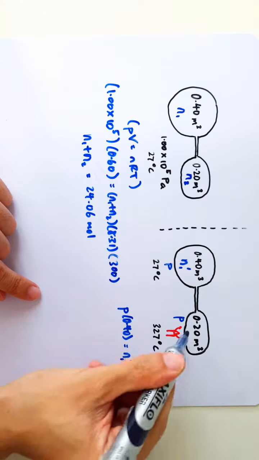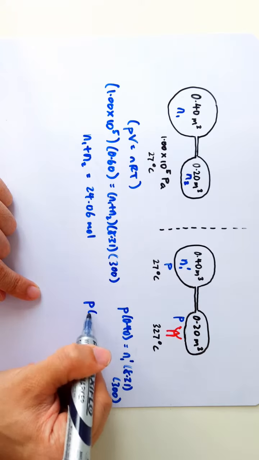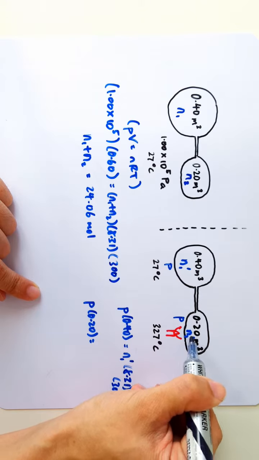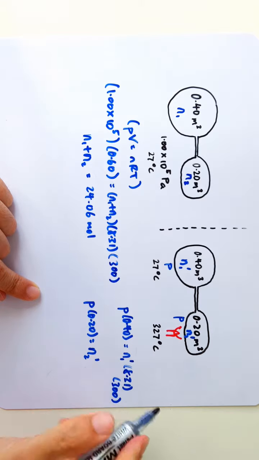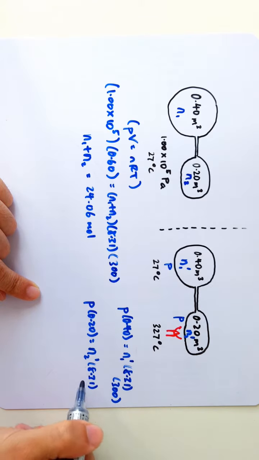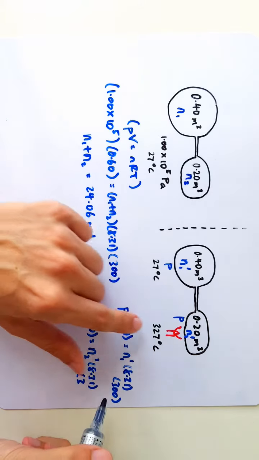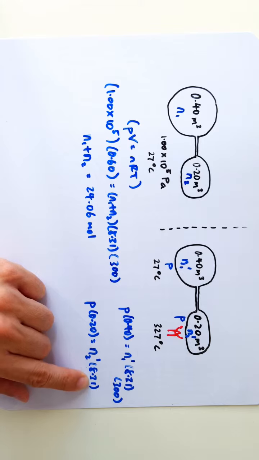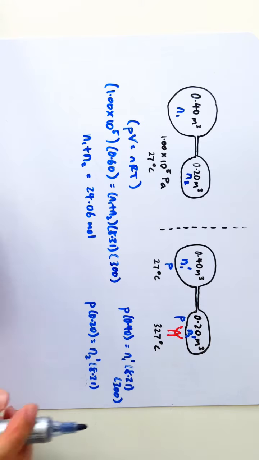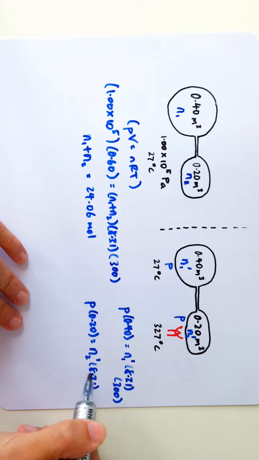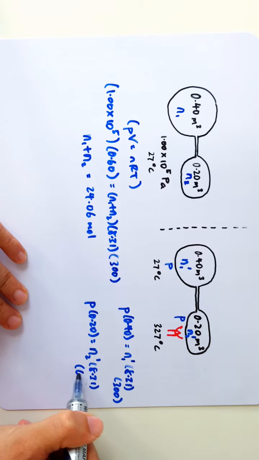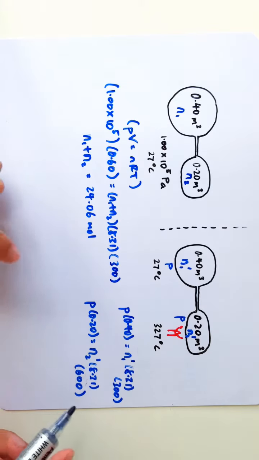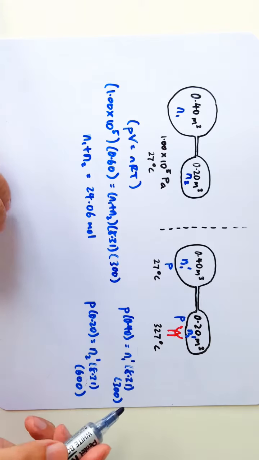We can do the same for the second bulb here. So P times the volume, which is 0.2, equals, let's call the amount of gas here N2 prime, again times R and the temperature. The temperature of this bulb is different, it is 327 degrees Celsius. So we have to convert it into Kelvin, which is 600 Kelvin. Again, that's 600.15, but as a percentage, it's not going to cause much of a difference.